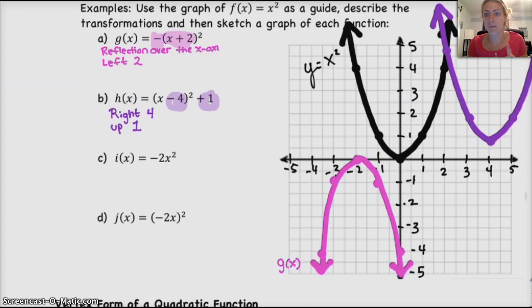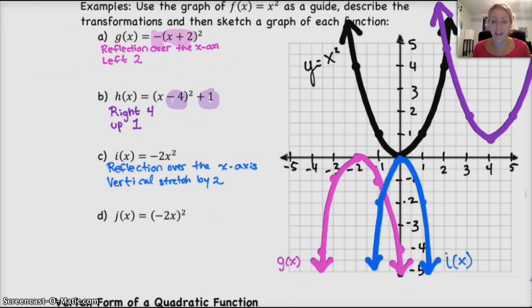But if x is 1, instead of it being the point (1, 1), it's going to be the point (1, -2). So you can use that information to formulate your graph. And the last example is this -2x squared.